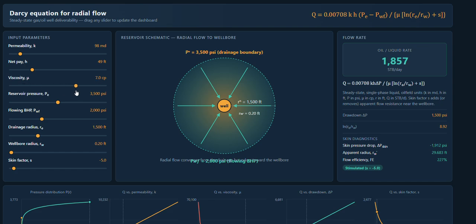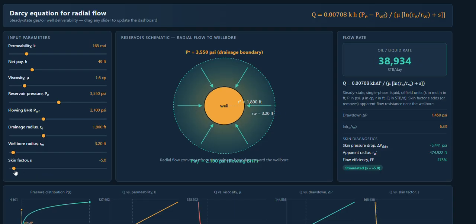Let me do it for viscosity, and you can see the liquid rate will change accordingly. The same for permeability, and also for pressures and drainage radius, and of course wellbore radius and skin factor. Okay.